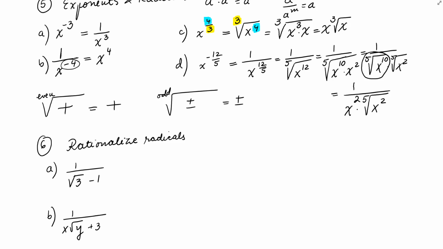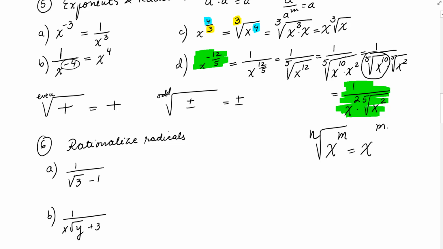And it works backwards the same. If we have it in radical form and we want to write it in fraction form, then the nth root of x to the m is x to the m over n.